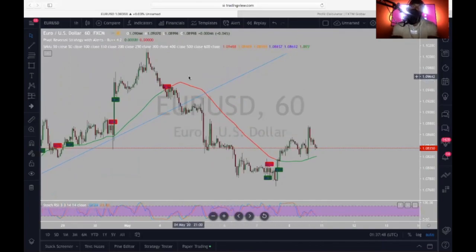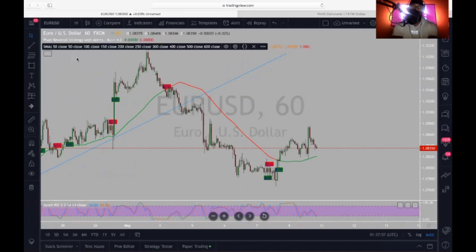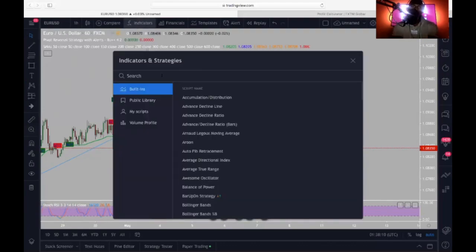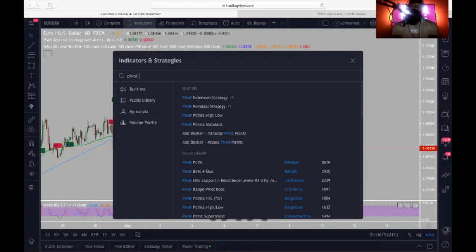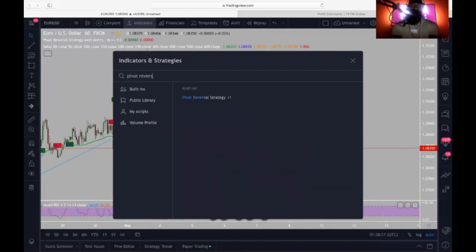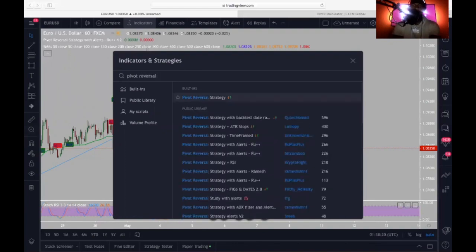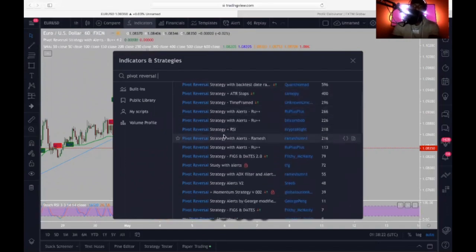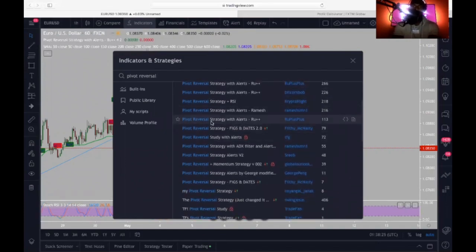The first one is the pivot reversal strategy with alerts. Now to add this indicator on here, I already have it on here, but I'm going to show you how to put it on. You want to go up here to the top of the screen where it says indicators and strategies. You're going to click that and type in pivot reversal strategy. Now all these are going to pop up, but the one you want is the one by RU++.